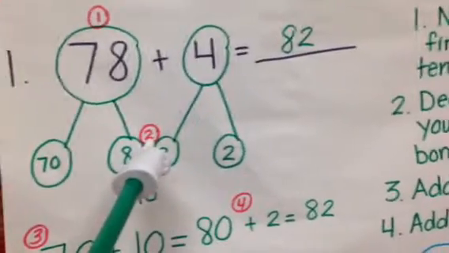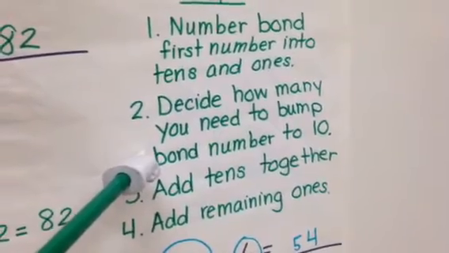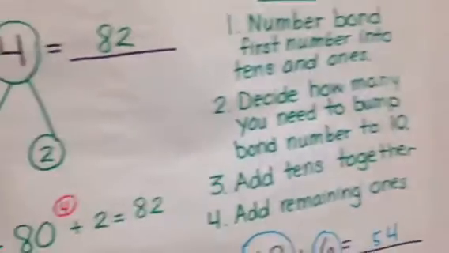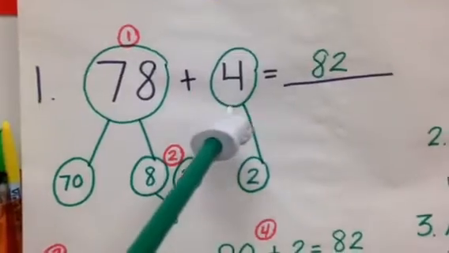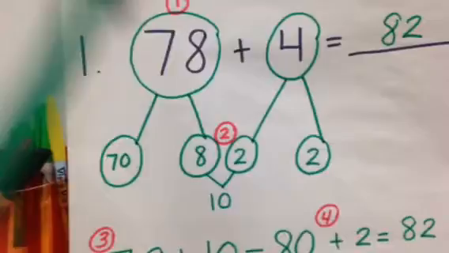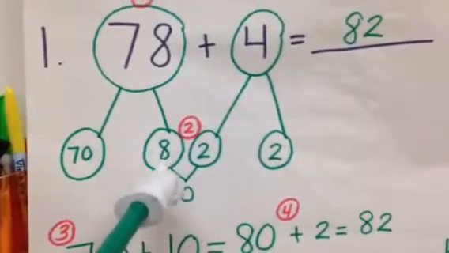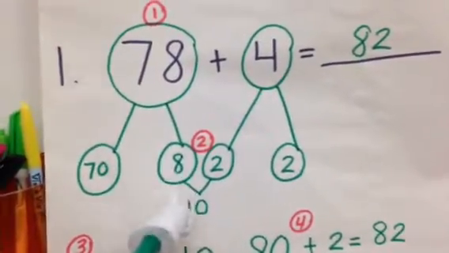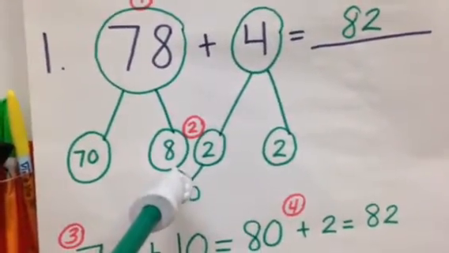The second step, which is in the red, you need to decide how many you need to bump the bond number to get to 10. So if you look here, we always want to make sure we add this and this. But we can't, right? So we took the 8 out here, and we need to think, what do we need to bump 8 up to 10? Well, we know that we need a 2 because 8 plus 2 equals 10.